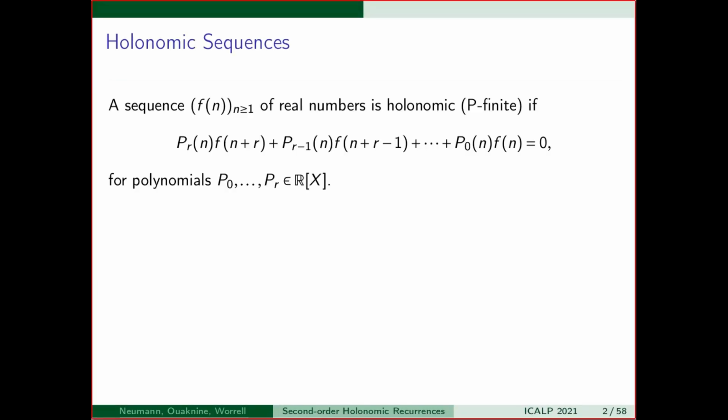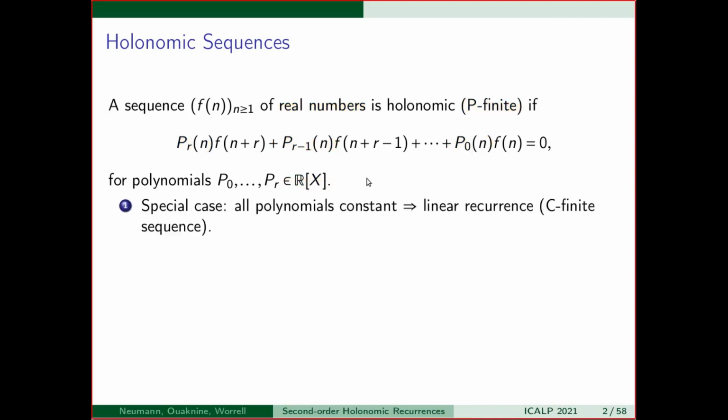In this talk, we're going to study holonomic sequences, which are sequences for our purpose of real numbers that satisfy a linear recurrence relation with polynomial coefficients. For this reason, they're also called P-finite, let's say with real polynomial coefficients. The most familiar example of such sequences are those with constant polynomial coefficients. Then we get linear recurrences or C-finite sequences such as the Fibonacci sequence.